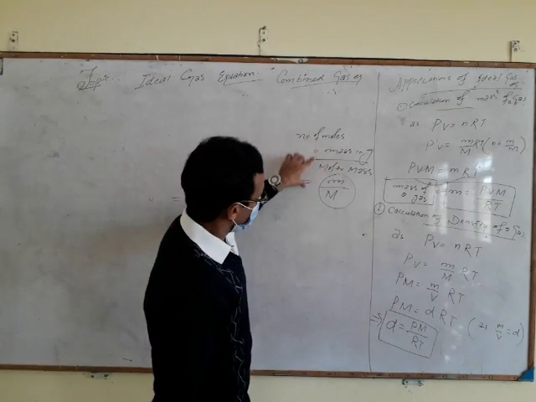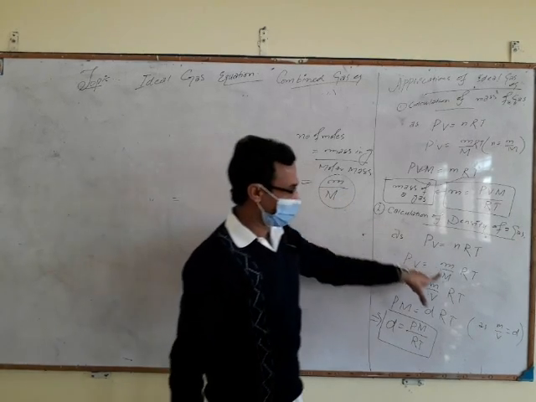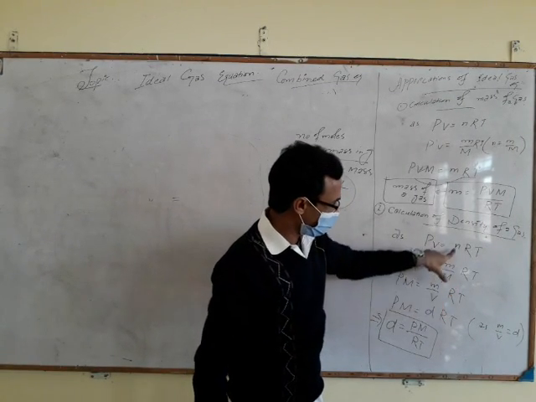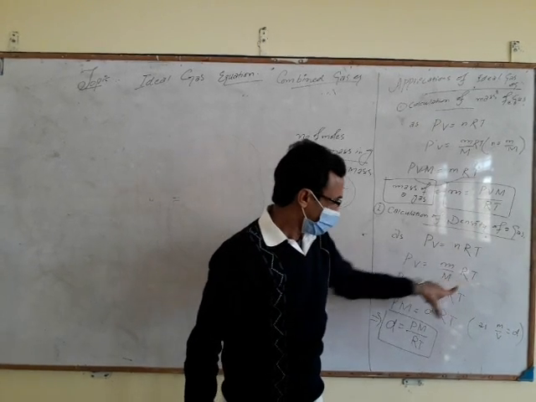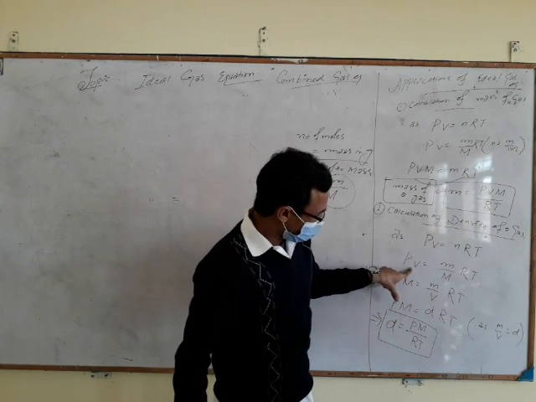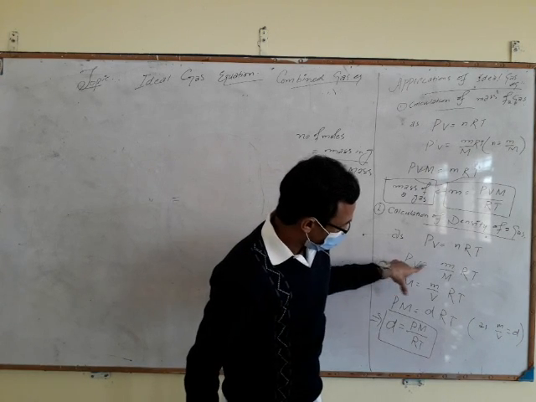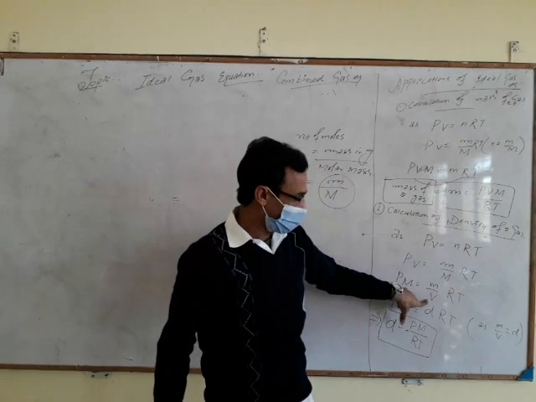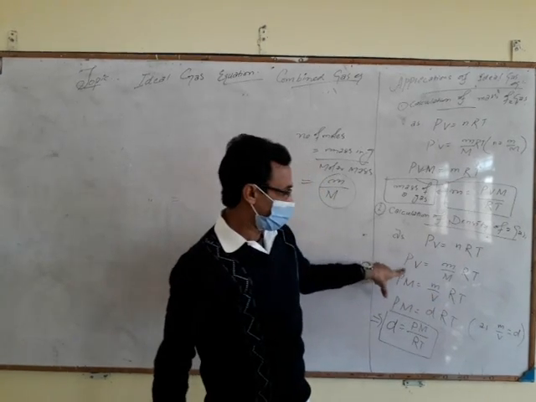Similarly, in this case, we put the value of n equal to small m divided by capital M in this equation: n is equal to small m by capital M, RT. Now on rearrangement, if we put this V here, then it will be divided by m. So m by V or T, and P multiplied by m.